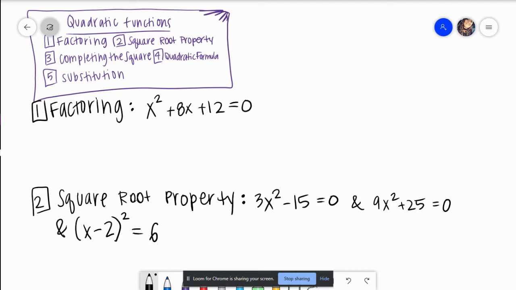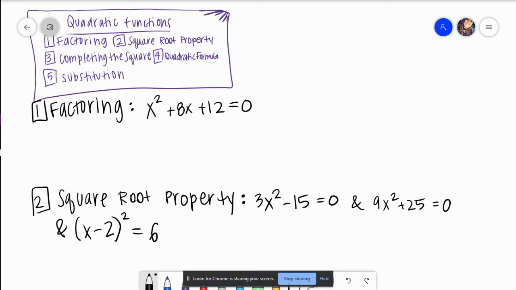Looking at some quadratic functions and different ways to solve them. When we talk about quadratic functions, they actually have many different solutions, honestly. Depending on how it looks is usually going to be how you know what to do. And I will have a piece of paper with all the different forms. Right now, we're going to look at factoring and the square root property.